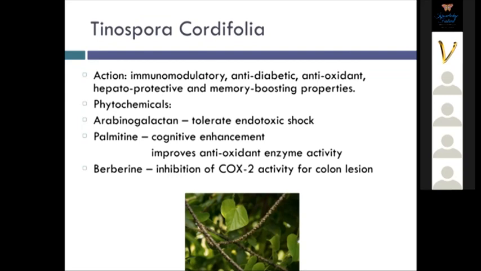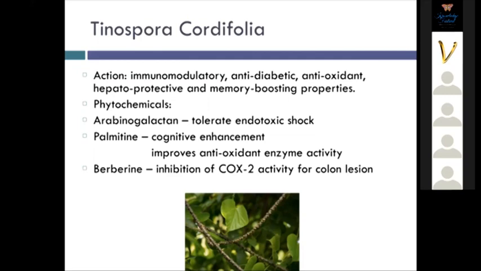So the palmatine here helps to inhibit the acetylcholinesterase and butyrylcholinesterase, thereby helping to increase the acetylcholine, which is the neurotransmitter, which thereby helps in the cognitive enhancement. So palmatine normally helps in cognitive enhancement by increasing the level of acetylcholine production.